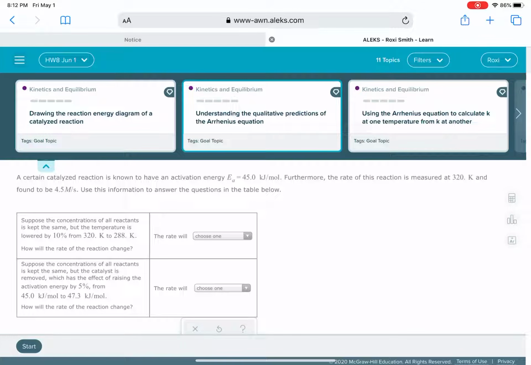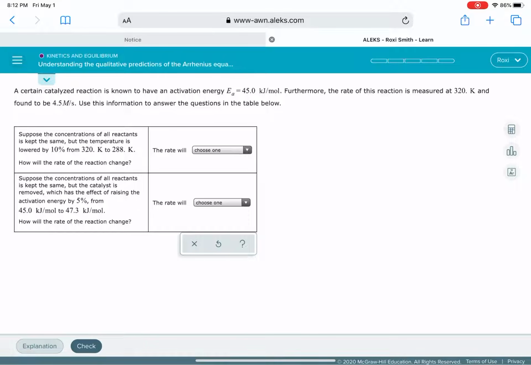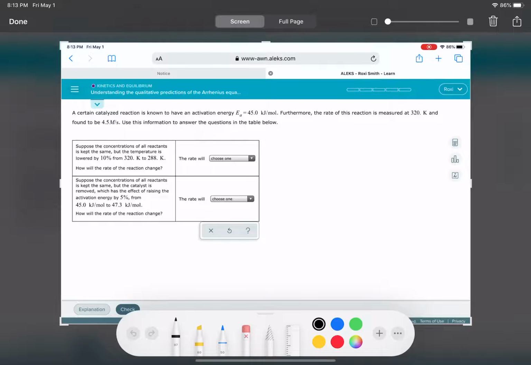We're looking at ALEKS Homework 8 problem, understanding the qualitative predictions of the Arrhenius equation. For this problem, I don't think that we'll need to use math to solve it. I think this is something that we can just kind of predict in our head. So let me remind you, we're going to be using the Arrhenius equation to work on this problem, even though I don't think that we need to actually solve any numbers here. But it's helpful to look at the Arrhenius equation while we're thinking about this problem.